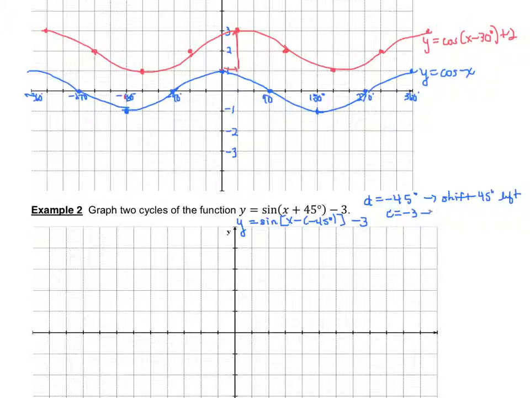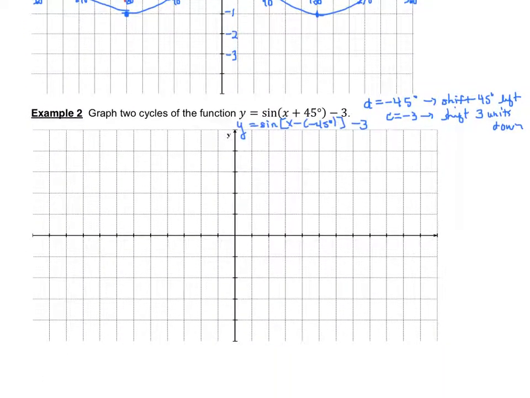C is negative 3, which tells us we will be shifting 3 units down. So we're going to do the same thing, which is to create a quick sketch of y equals sine x itself, and then we'll translate each key point 45 degrees left and 3 units down. Let's use the same scale we had in our previous example. Okay, so again using a scale, using increments of 30 degrees, but only marking off every 90 degrees.